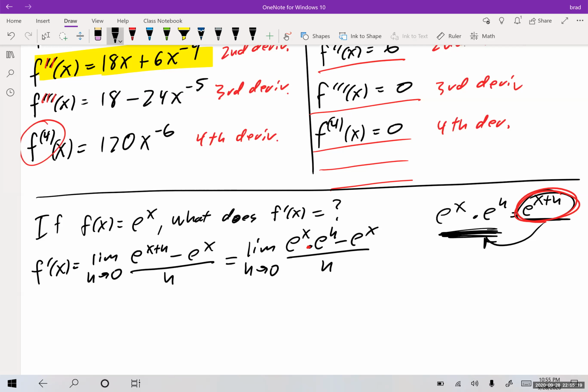So now I can factor out the e to the x. So let's say the limit as h approaches 0 of e to the x times e to the h minus 1 all over h. Okay.